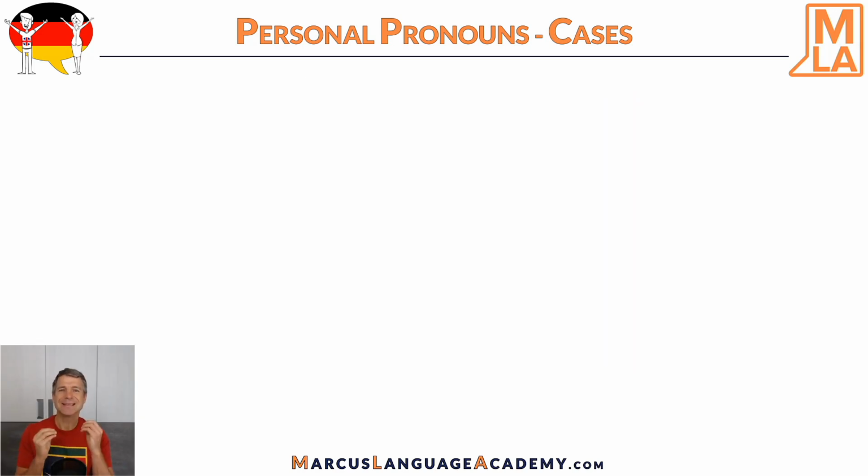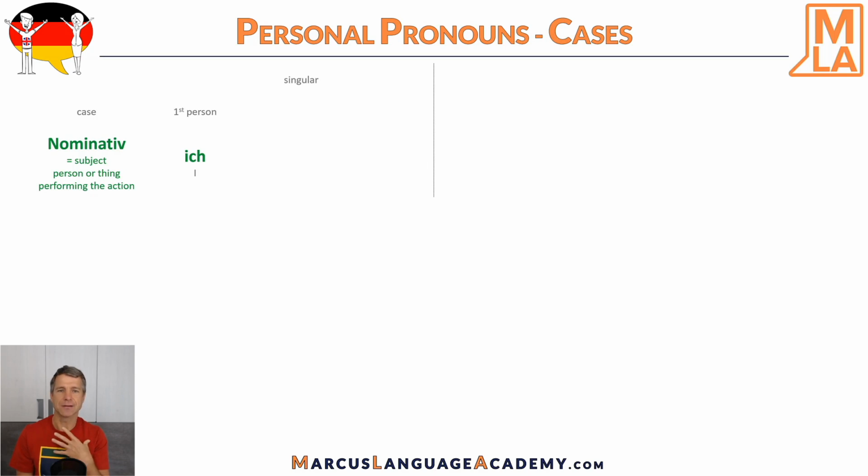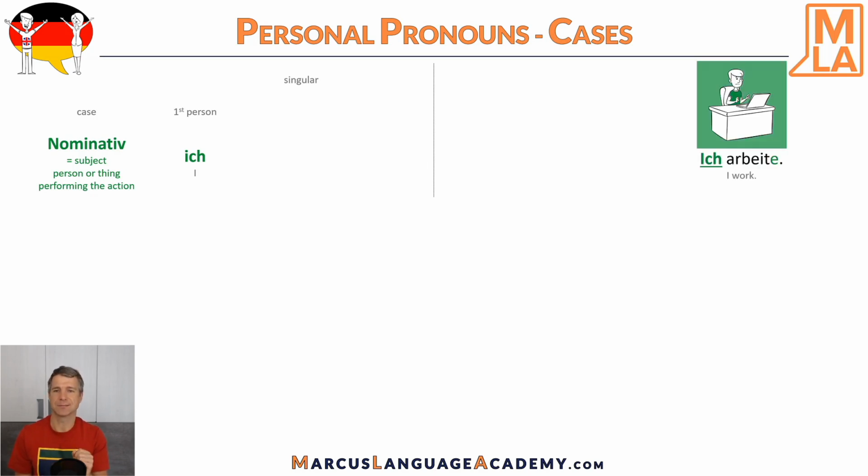But now let's get started. I use the color green for the subject in the sentence and therefore the nominative case. So what is the first person singular? Quite simple. Ich, I. But let's look at an example sentence. Ich arbeite. I work. The person here is performing the action.